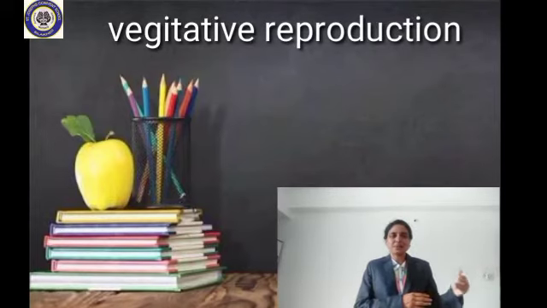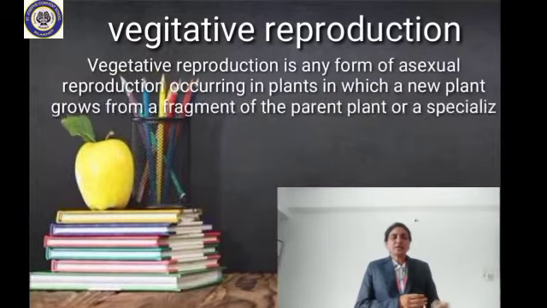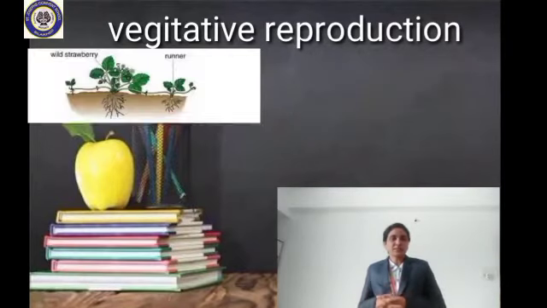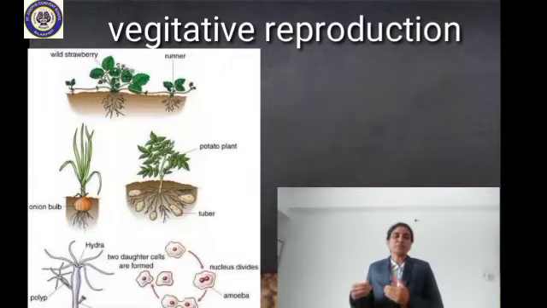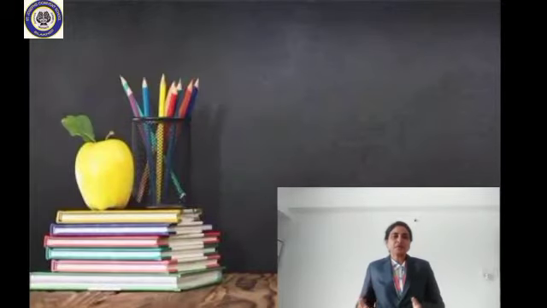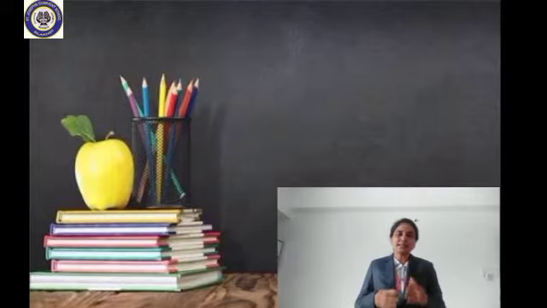reproduction is exactly the reproduction by using some parts of the plants like stem, root, buds, leaves. So these are the vegetative parts of the plant, and by using that reproduce a new plant, that is known as vegetative reproduction. Okay, in that artificial and natural vegetative reproductions are there. Their types also you will learn. Means these are the contents of this lesson, and in this lesson you will learn about all these things.